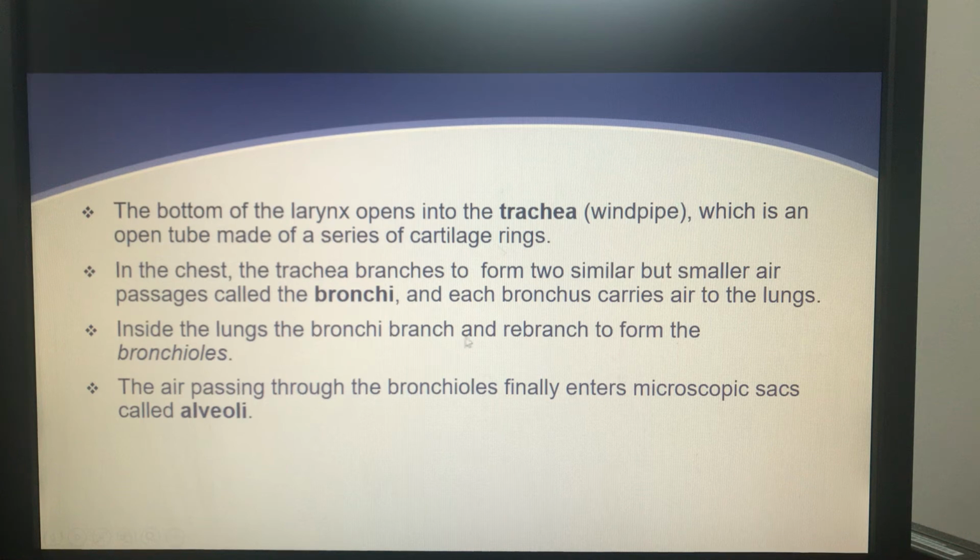Inside the lungs, the bronchi branch and rebranch to form bronchioles, and then the air passes through those bronchioles and enters little microscopic sacs, and those are called the alveoli. All of those little sacs, those air passages, are how the oxygen goes into the lungs.